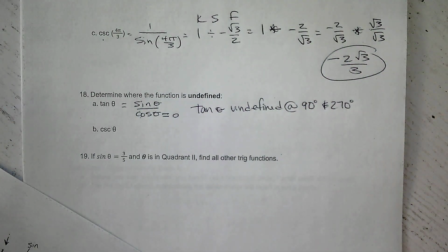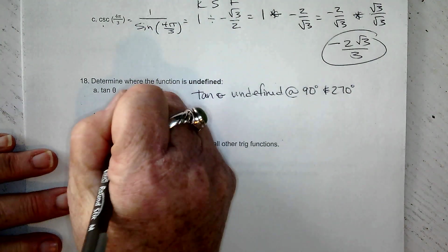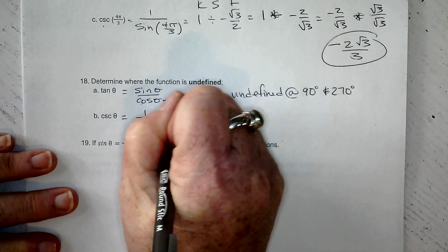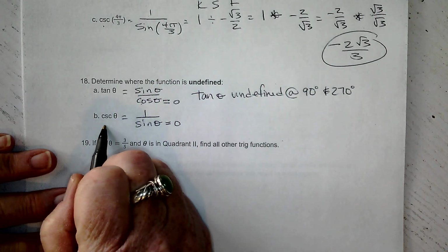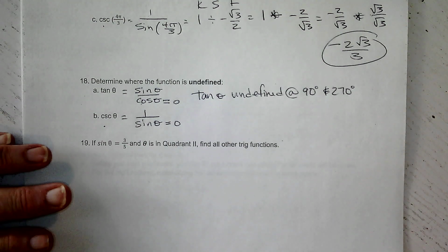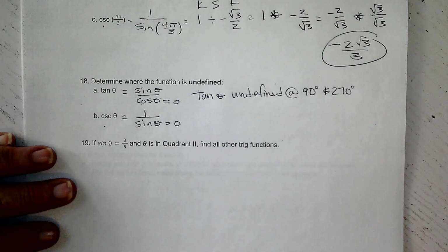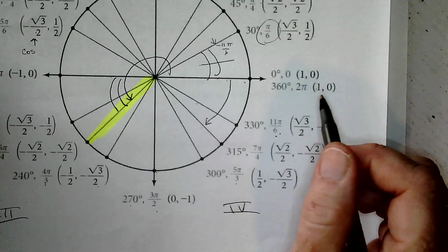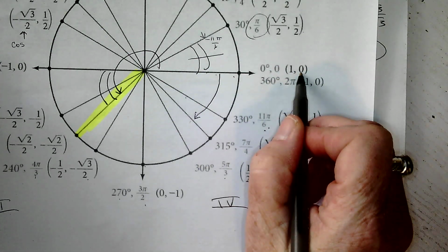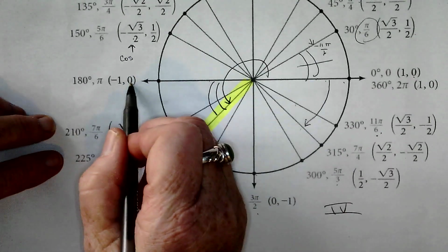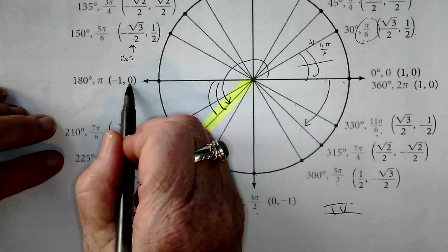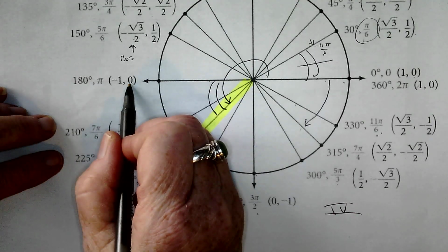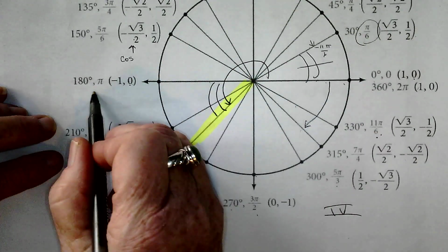Okay. What about cosecant of theta? Cosecant of theta is 1 over sine of theta. So when sine of theta is equal to 0, cosecant of theta is undefined. And where is sine? Did I do that wrong? No, I didn't do it wrong. Okay, so that means that over here, your y value, if it is 0, and over here, if your y value is 0, that means your sine is 0. That means your cosecant is going to be undefined. So cosecant's undefined at 0 and 180 degrees.